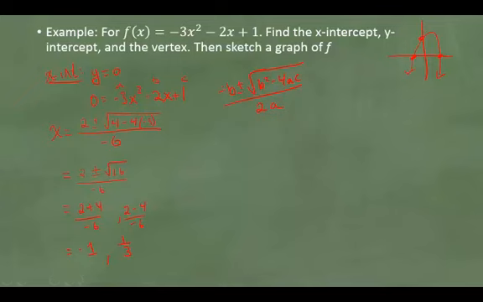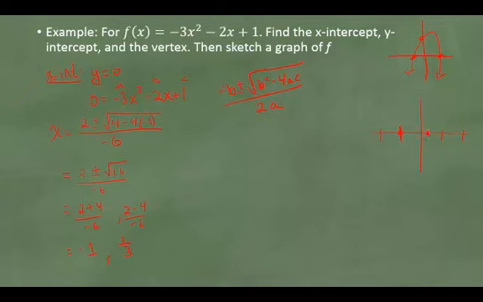At -1, 0, there's an x-intercept. And at 1/3, so not all the way over there, but somewhere right there, there's another x-intercept.